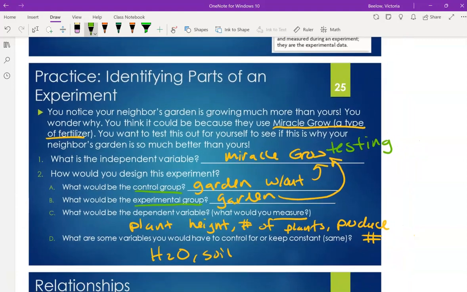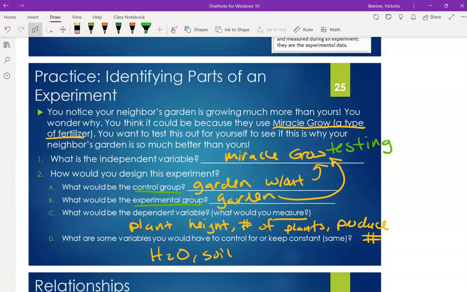You could measure to see if this Miracle-Gro is working. You can measure your plant's height with a ruler. You can measure the number of plants that are growing. You can measure how much produce. Maybe you have a tomato plant, and you're counting how many tomatoes it produces, okay? That could be collected over a certain amount of time, days, weeks, months, whatever.